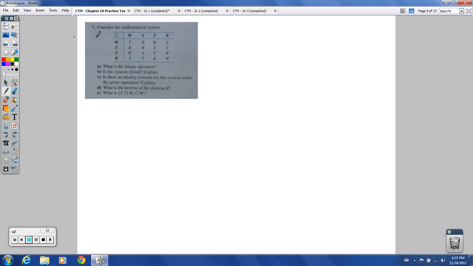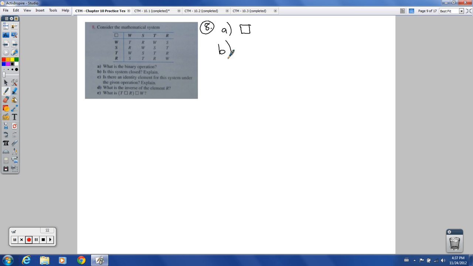Let's keep going from there and consider now this mathematical system. So this is number 8. What is the binary operation, first of all? What's up here is always the binary operation. Sometimes it's addition or subtraction or something we're more used to. This time it's the square, whatever the square means. The square is defined by what you have down here. This is what doing w squared w means. W squared w gets you t. S squared w gets you r, and so on.